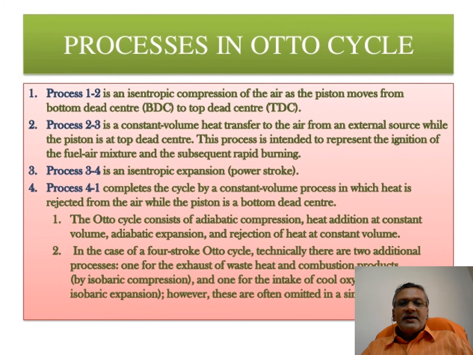For the processes in an Otto cycle, process 1 to 2 is an isentropic compression of the air as the piston moves from bottom dead center to top dead center. Process 2 to 3 is a constant volume heat transfer to the air from an external source while the piston is at top dead center. This process is intended to represent the ignition of the fuel-air mixture and subsequent rapid burning. Process 3 to 4 is an isentropic expansion, the power stroke. In this way process 4 to 1 also takes place.